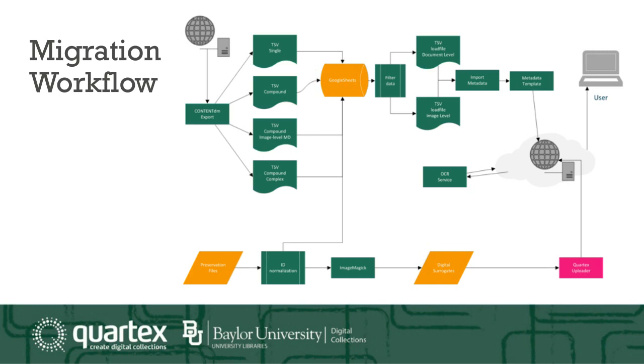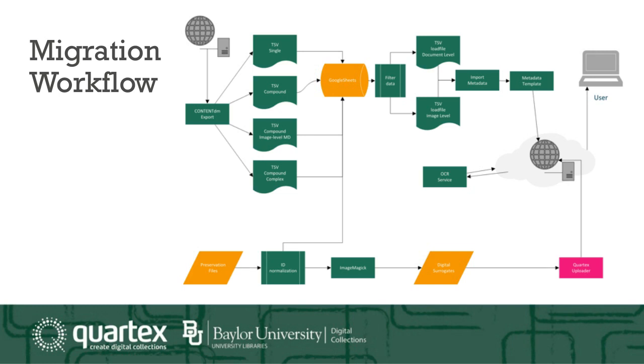So this workflow diagram has two pipelines. The top is the metadata export from ContentDM and import into Quartex. And the bottom is the digital object path. So starting up at the top, we determined that we need to deal with basically four types of objects from our ContentDM instance. And these were models that we created in December.